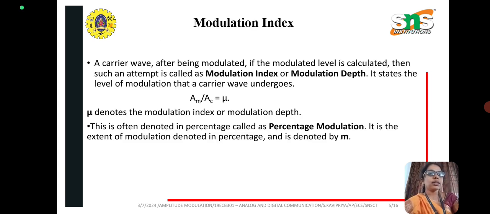And next, what is the modulation index? After a carrier wave is modulated, if the modulated level is calculated, we call it the modulation index or modulation depth. It states the level of modulation that a carrier wave undergoes. So Am by Ac is the modulation index, where Am is the amplitude of the modulating signal and Ac is the amplitude of the carrier signal. It is often represented as a percentage, which we call percentage modulation.